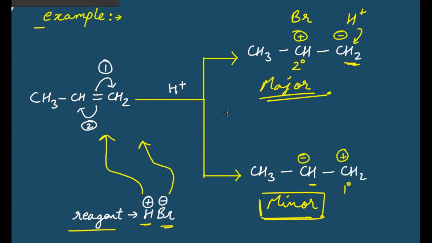The other one is known as anti-Markovnikov rule. The only difference is the use of hydrogen peroxide or any peroxide. If we use peroxide in the same reaction, the product will be opposite. The major product will be opposite. This one becomes major and this one becomes minor. We will talk about that in the upcoming videos.